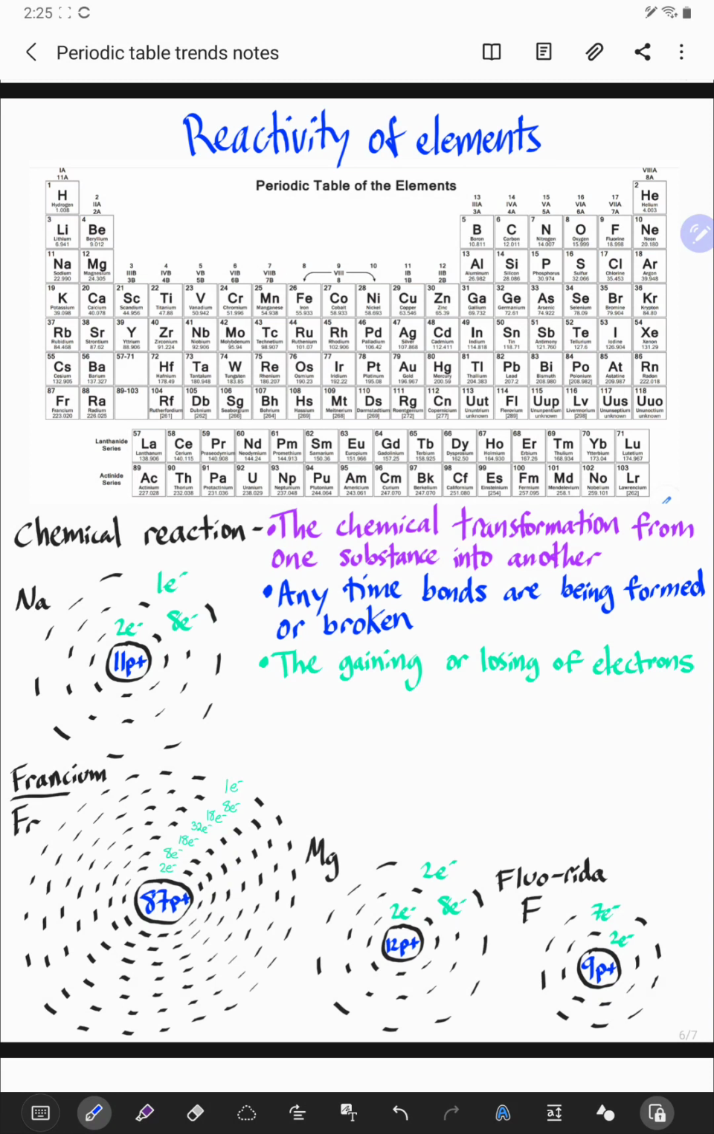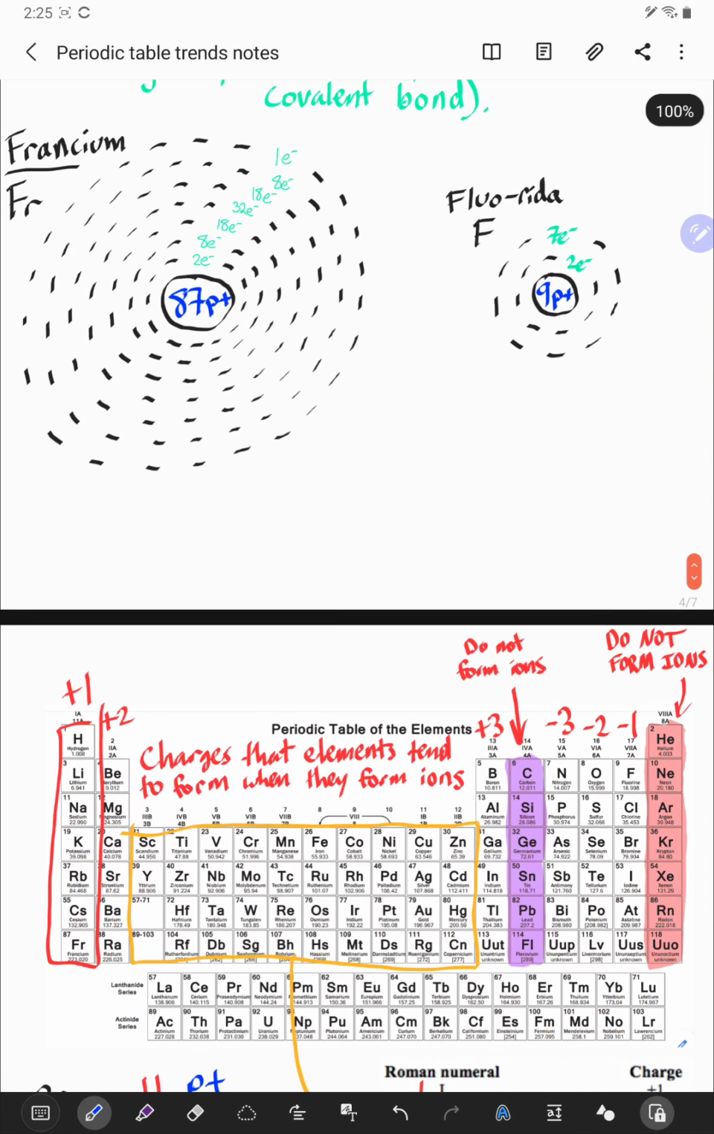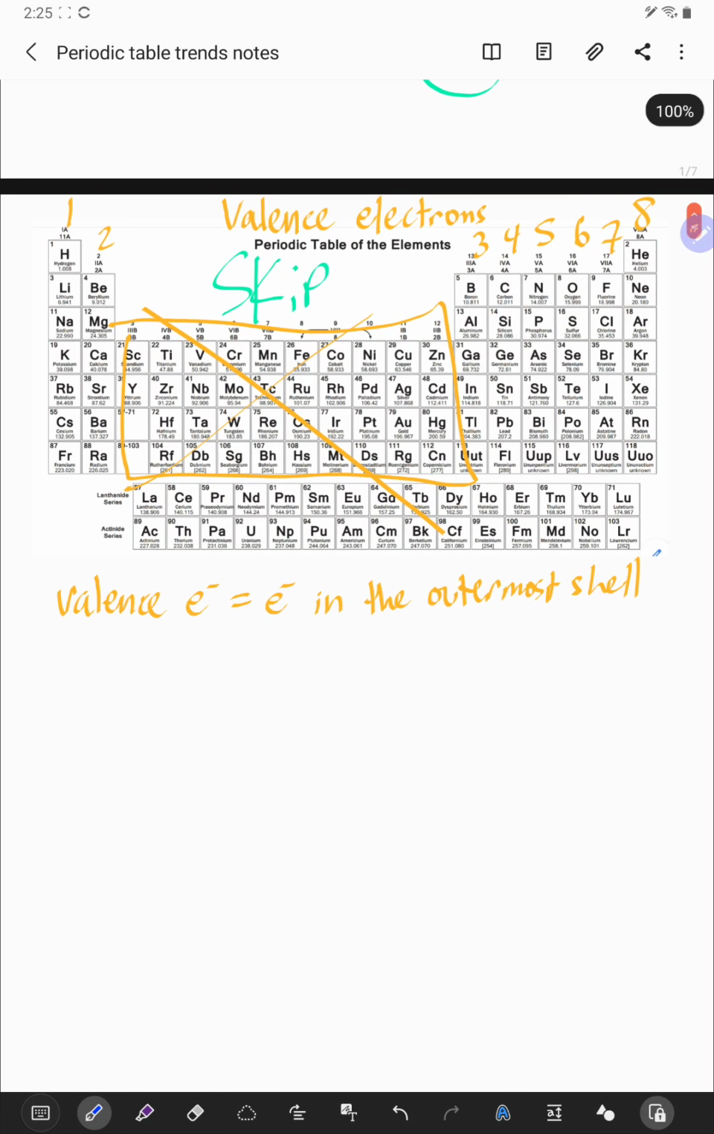In this video, we're going to be talking about the periodic table trend of reactivity. To understand this concept, it's going to be very important that we watch through the previous videos. Specifically, it'll be very important to understand the trend for valence electrons, which you'll just look at the column number to determine the number of valence electrons.